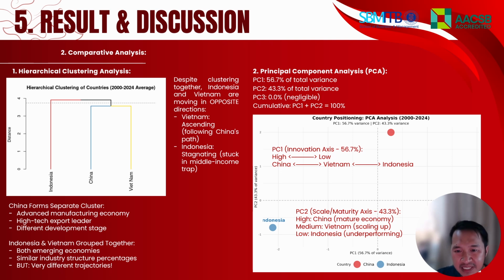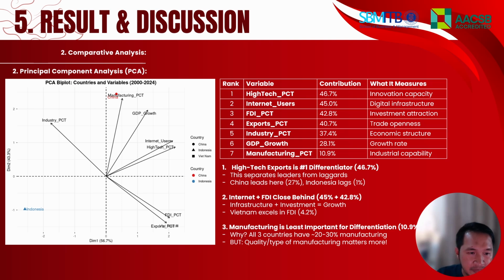The second is the PCA. We see China in first position, Vietnam second, and Indonesia last. In the PCA, on PC2, the scale maturity axis, China has a mature economy, Vietnam is medium and scaling up, but Indonesia is underperforming. On the PCA biplot, we already know high-tech export is the differentiator. Internet and FDI are close behind high-tech export, and third, manufacturing is the least important for differentiation. Indonesia has lagged behind on those two.